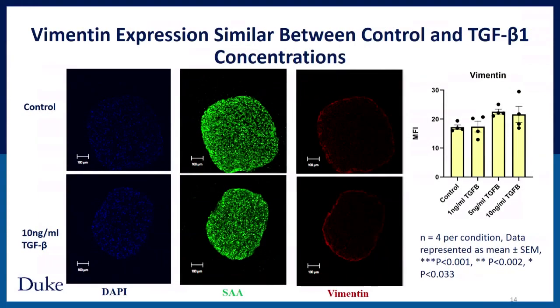So we check the vimentin marker, which is a fibroblast marker. For the control and TGF-beta, we can see the vimentin staining is peripheral, and the vimentin mean fluorescent intensity is pretty much the same across all conditions. So this means that the increase in ECM production is due to the muscle cells.